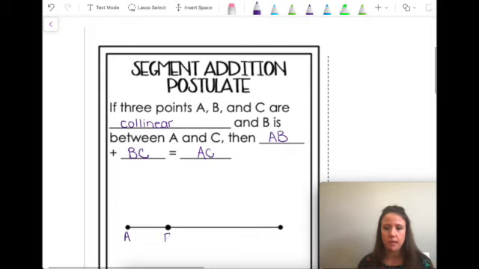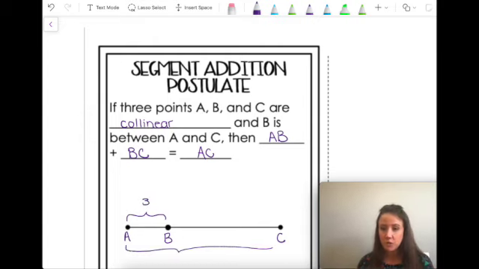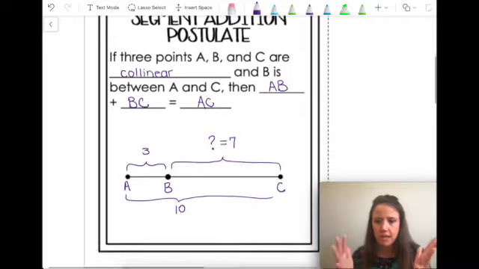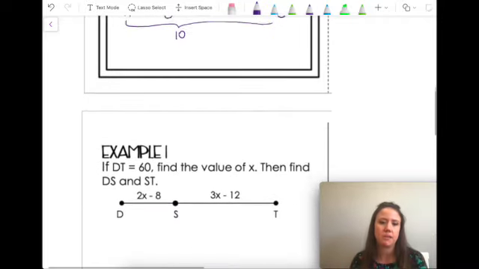Okay, so label your points A, B, and C in order. Let's say that the first little piece there is 3. And then I told you that the whole thing is 10. Well, what does that mean? It means that the other piece must be what? It has to be 7, because 3 plus 7 is 10. That's what all that fancy stuff says, is that it all adds up together.